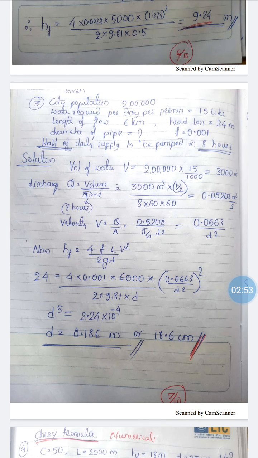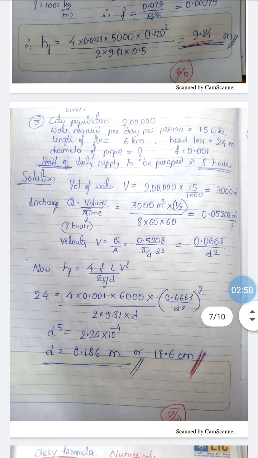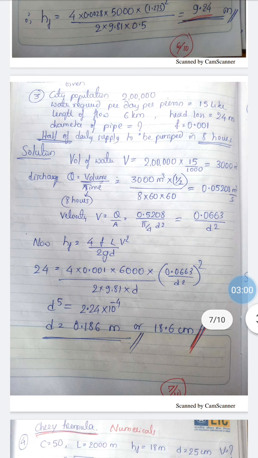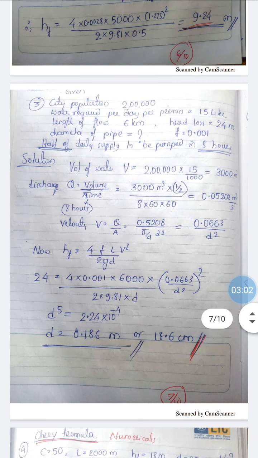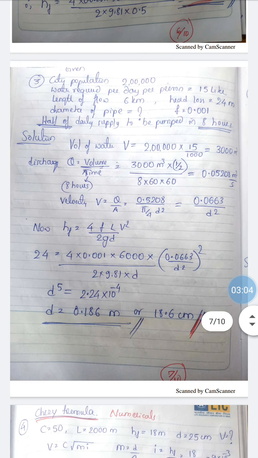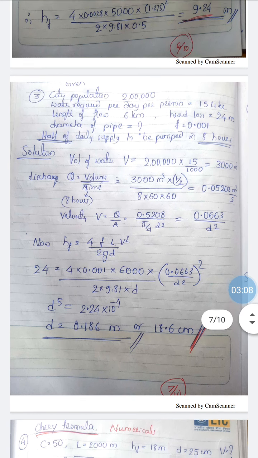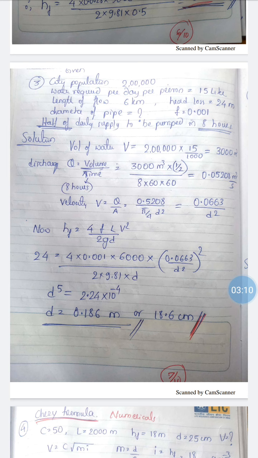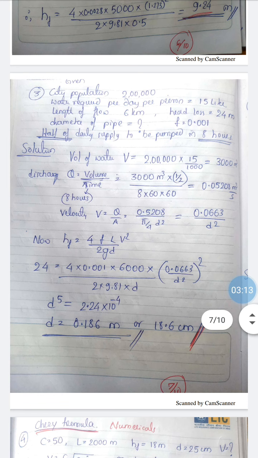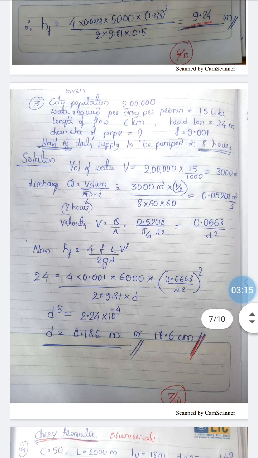So I'll just go through the problem statement. In these files I have written only the data given. So there is a city of population 2 lakh. The water requirement per person per day is 15 liters. The length of flow between the city and the reservoir is 6 km. It is observed that the loss of head between the reservoir and city is 24 meters. We are supposed to design the diameter of the pipe. In the sense, we have to calculate what should be the minimum diameter of the pipe.